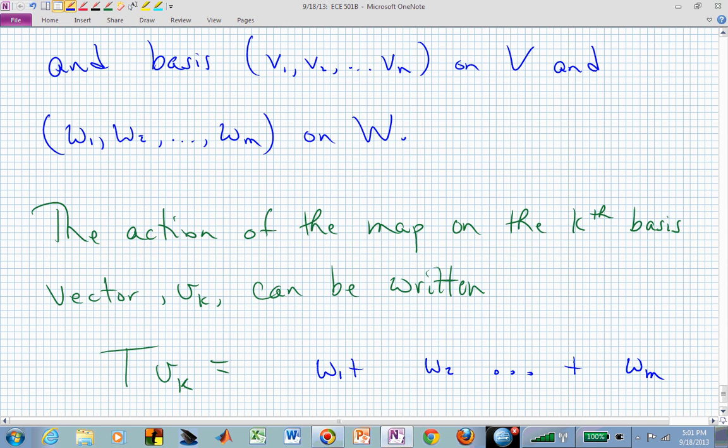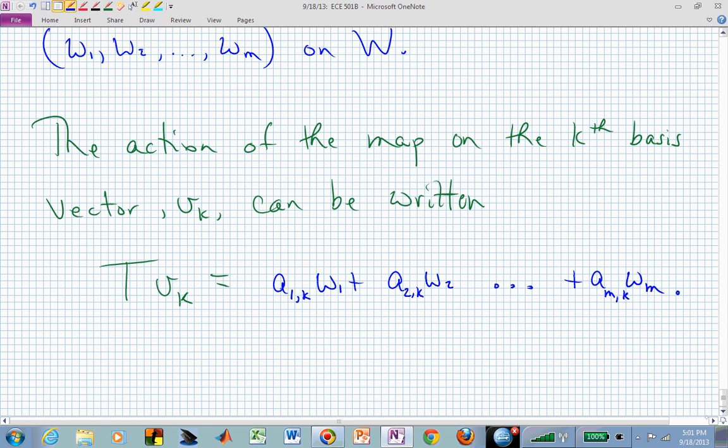And I'm going to scale those or combine those with the following notation. I'm going to say that that's A sub 1 comma k. I'm going to double subscript those coefficients. Those are just scalars from the field F, aren't they? And this k then says, oh, this is the coefficient associated with the kth basis vector in the domain. And likewise, this is going to be A sub 2 comma k. And this one A sub m comma k.